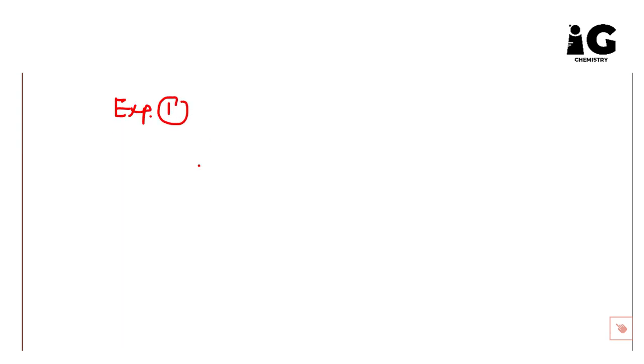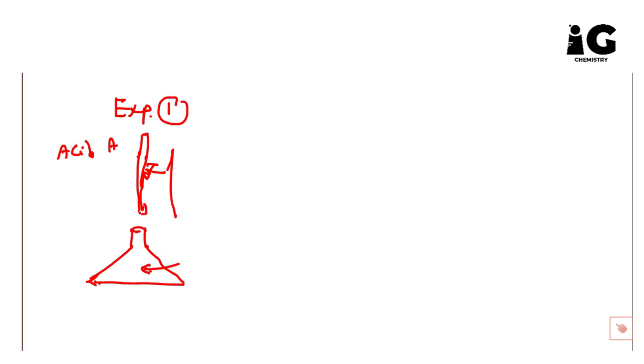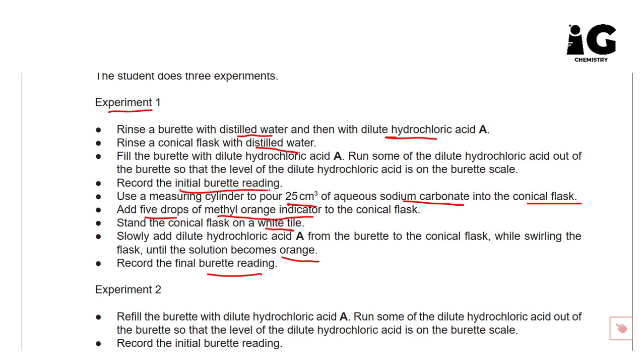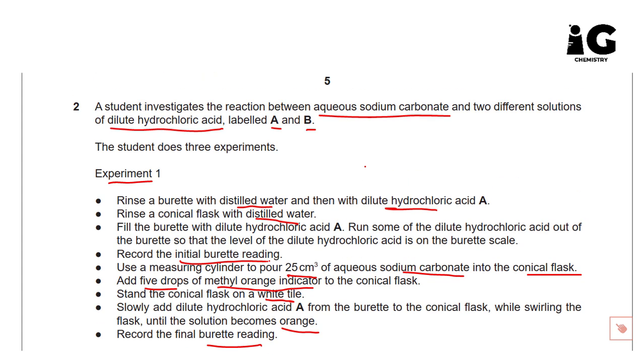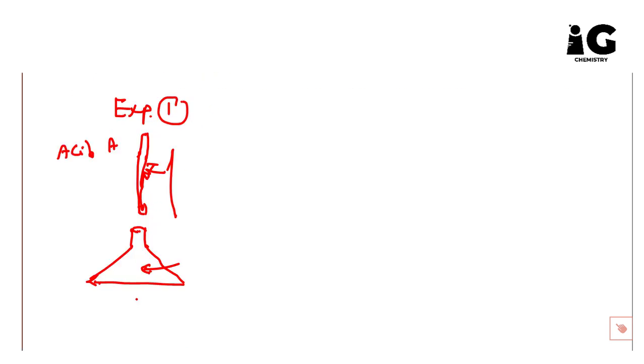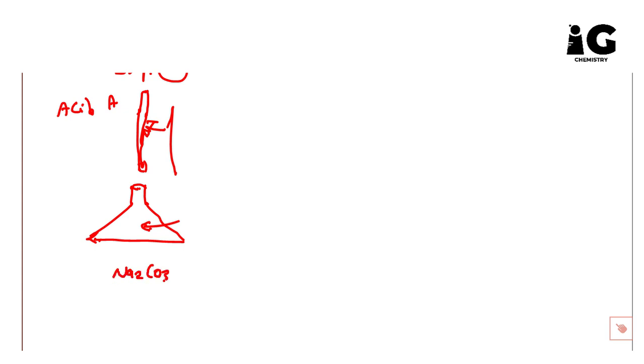So here we have, this is experiment 1. So actually we have here a conical flask. You don't need to draw something professional, you need just to draw something quickly. And here you have a burette. And here, this is acid A. Remember, this is acid A. And here we have aqueous sodium carbonate, Na2CO3, and this is 25 cm³. And the indicator used here was methyl orange. Okay, this is for experiment one.